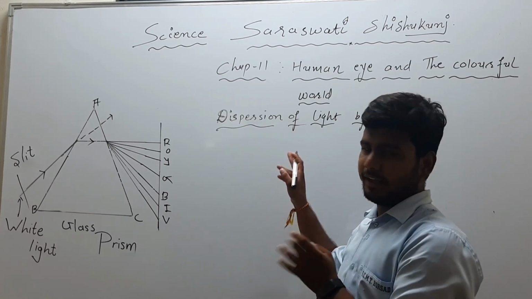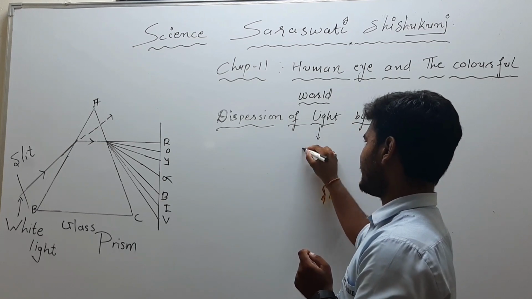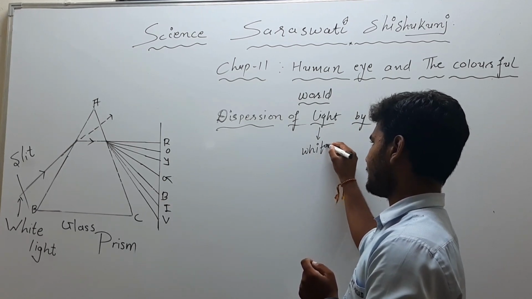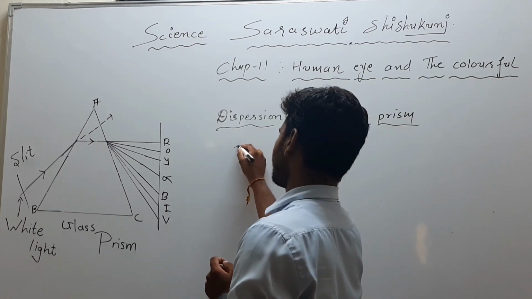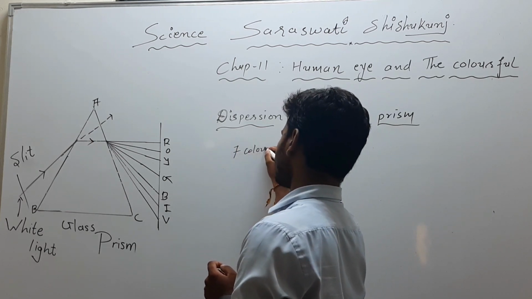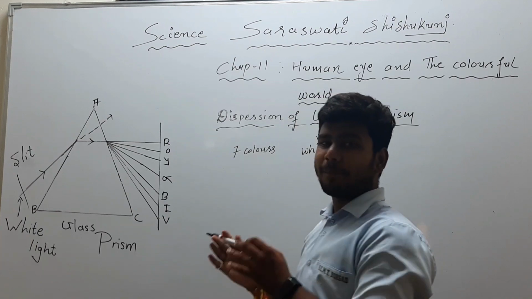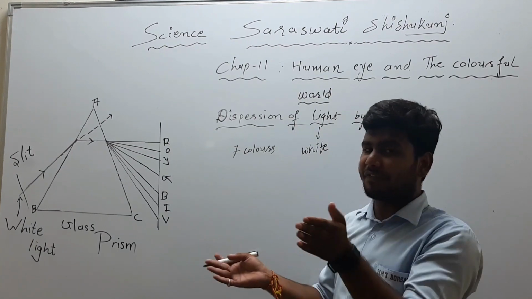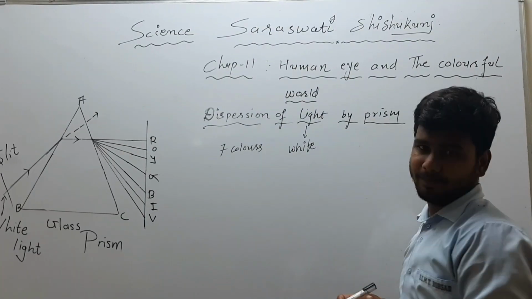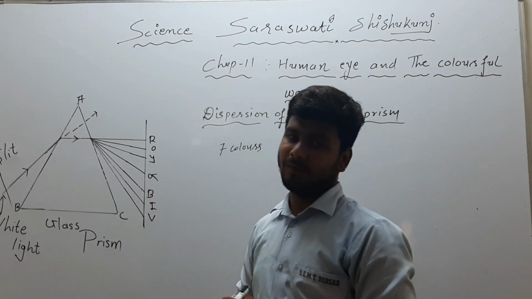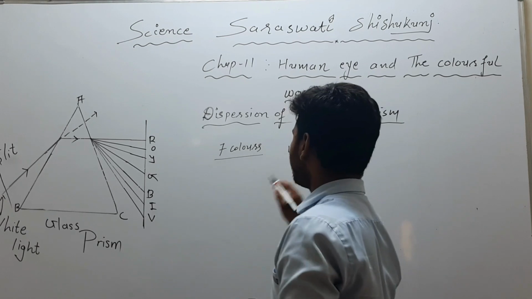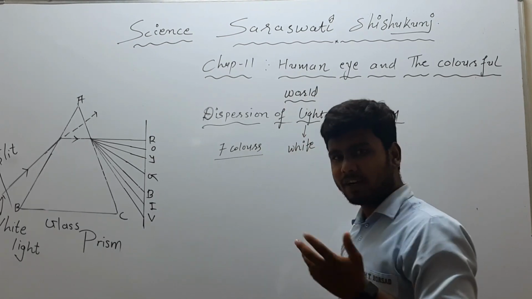Dispersion of light, actually here we are talking about white light, a normal light. This white light is made up of 7 different colors. So dispersion is the separation of white light into 7 different colors by a prism. How is it done? First of all, let us understand why it is done. As we all know, white light is made up of 7 different colors.